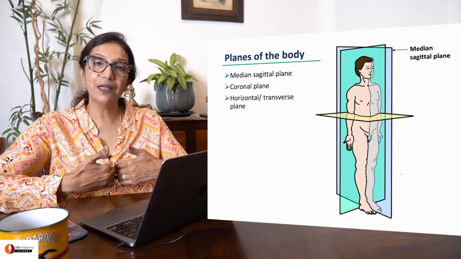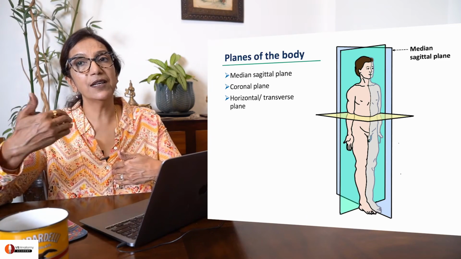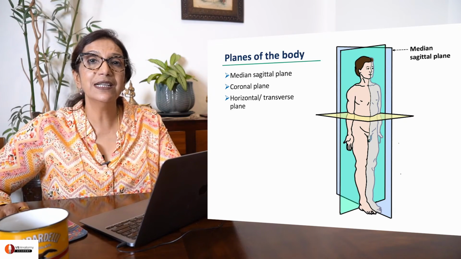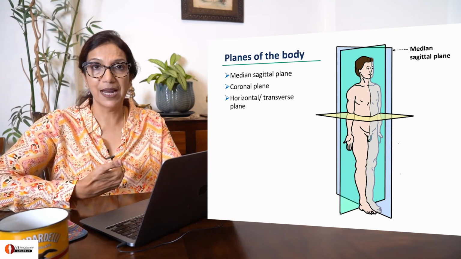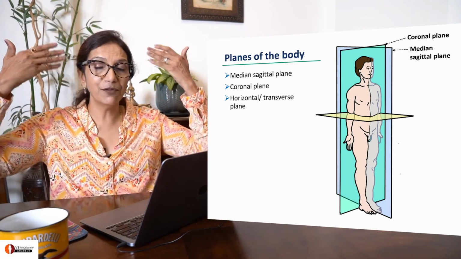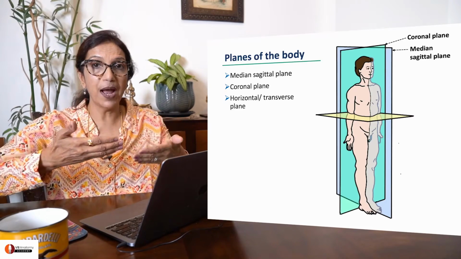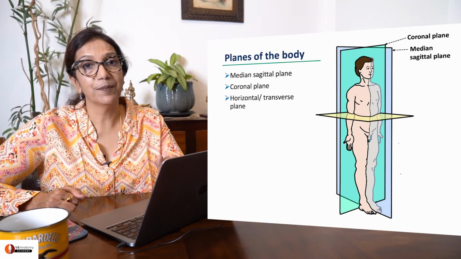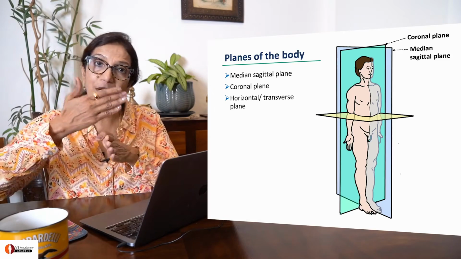If I pass a plane through the midline of the body in such a way that my body gets divided into right and left sides, that plane is called the median sagittal plane. Right through the middle of your body. But if you pass it like this, perpendicular to the median plane, dividing your body into anterior and posterior, then that is called a coronal plane. Median sagittal plane and coronal plane are perpendicular to each other.